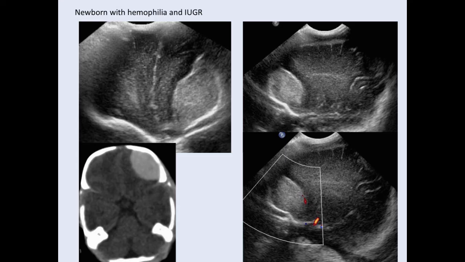This was another unusual hemorrhage. This was actually an extraaxial hemorrhage, meaning it was outside the brain itself. This was an epidural hematoma that was in a patient that had hemophilia. And this is the corresponding CT that shows this big hematoma that's pressing on the brain.